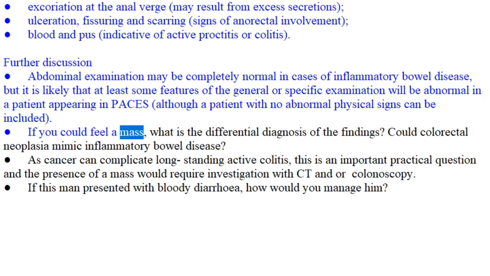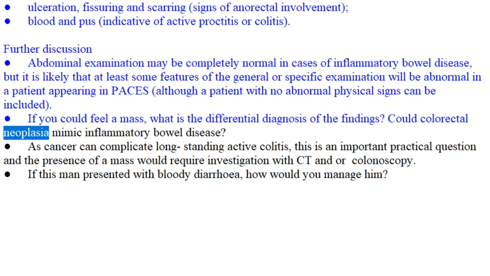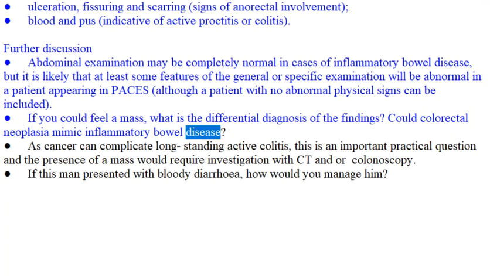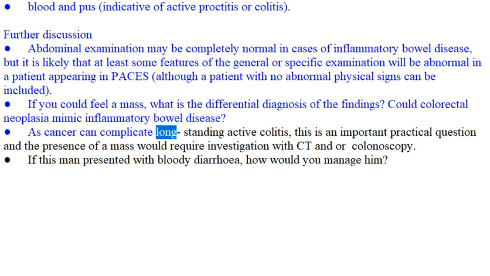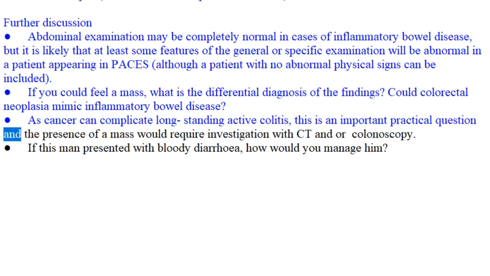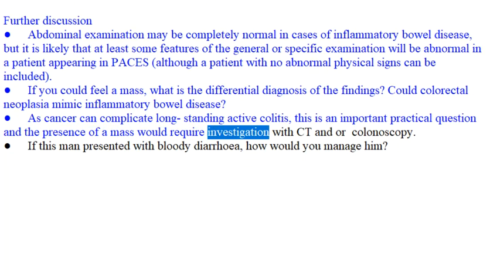If you could feel a mass, what is the differential diagnosis of the findings? Could colorectal neoplasia mimic inflammatory bowel disease? As cancer can complicate long-standing active colitis, this is an important practical question, and the presence of a mass would require investigation with CT and/or colonoscopy.